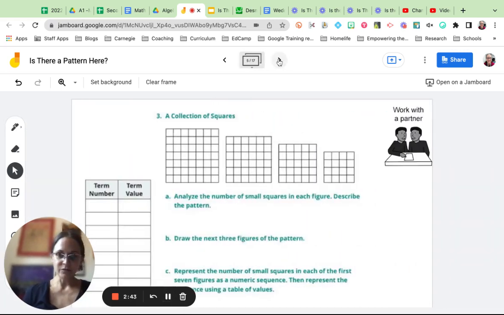In the next example, I want you to work with your partner. We have a collection of squares and they are decreasing. Analyze the number of small squares in each figure. So for example, the first one has 49 because it's 7 by 7. Okay, pause the video, set a timer for 5 minutes. The teacher is going to be walking around the room and being sure you're on track. What we want to do is describe the pattern that's going on with these squares. How is the number of small squares changing in each figure?